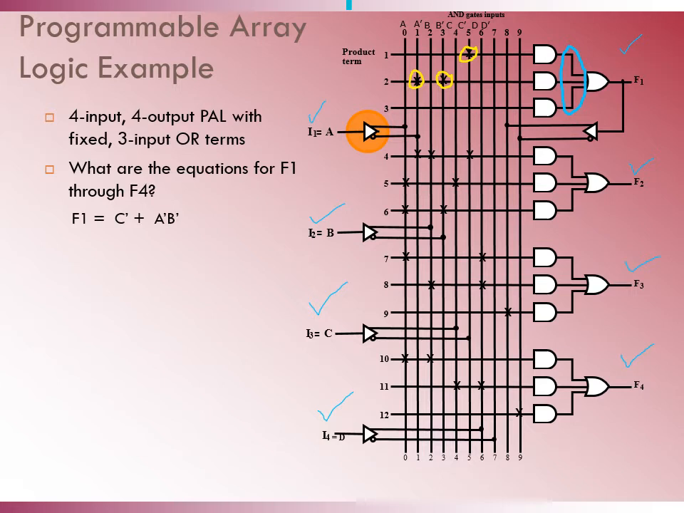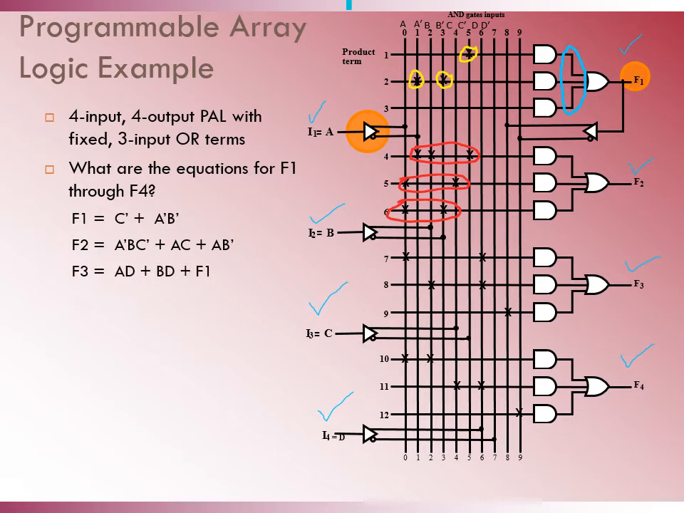Next, we consider the equation for F2. The equation for F2 is A bar B C bar plus AC plus AB bar. Again, there are three product terms in this equation. The first product term receives A bar B C bar. The second AND gate receives AC and the third AND gate is receiving AB bar. The output of the OR gate gives us the function F2.